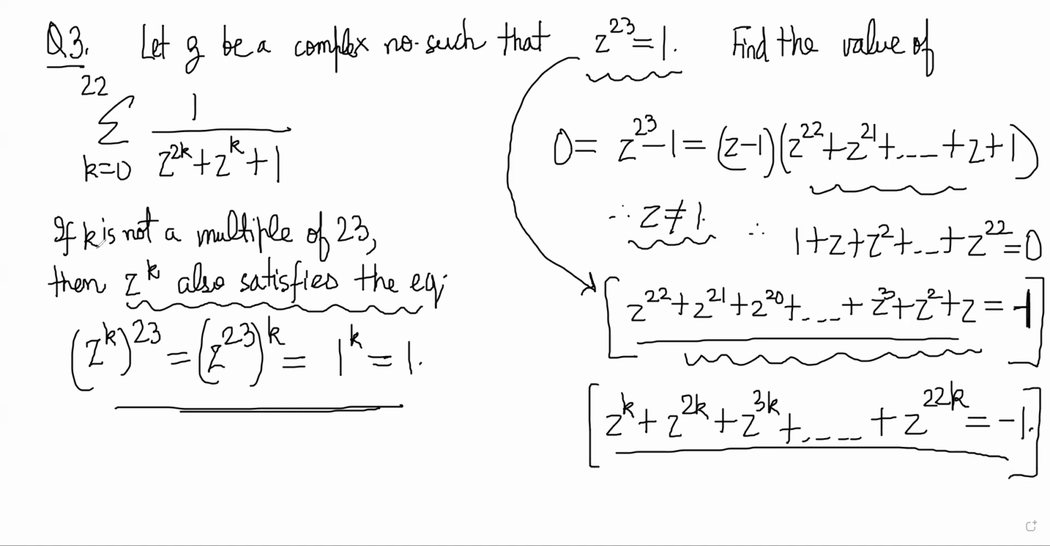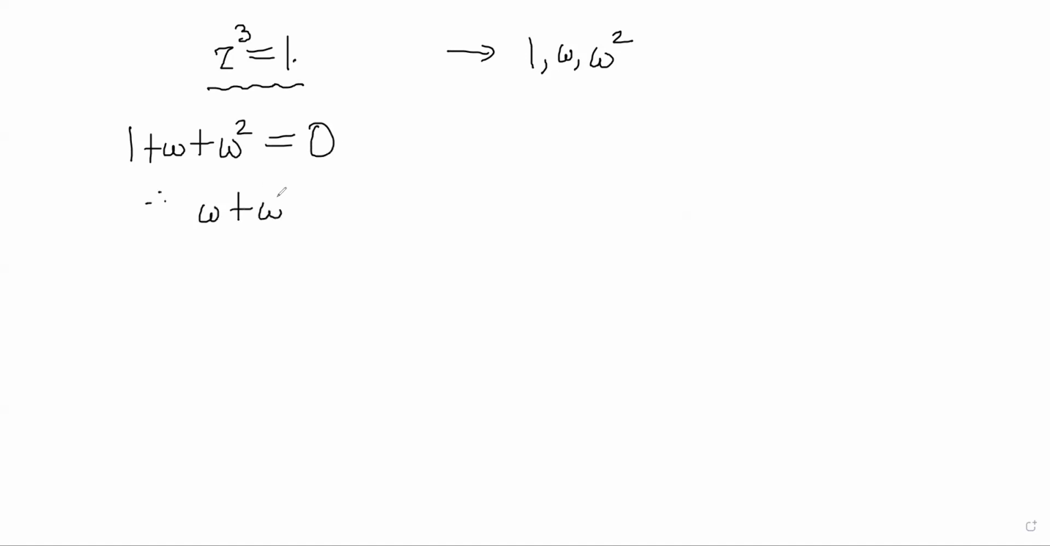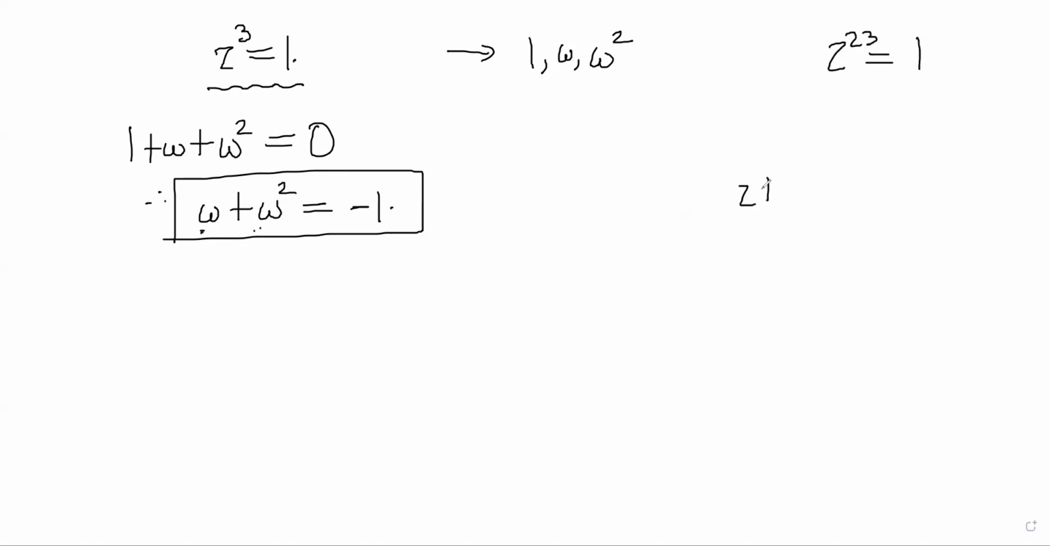So instead of z power 23, let's take the example of z power 3 equals 1, right? Now, we know that the roots of this equation are 1, omega, omega square. Sum of the roots is equal to 0, and therefore omega plus omega square is equal to minus 1. So these are the two non-real roots of this equation. They are adding up to minus 1. Just like when we had z power 23 is equal to 1, we had z plus z square plus so on till z power 22 adding up to minus 1, right?